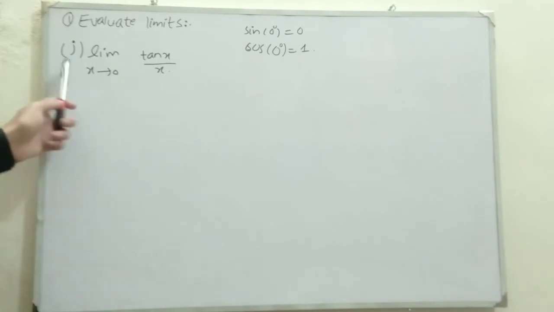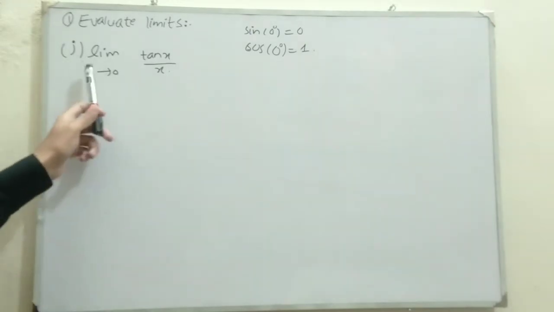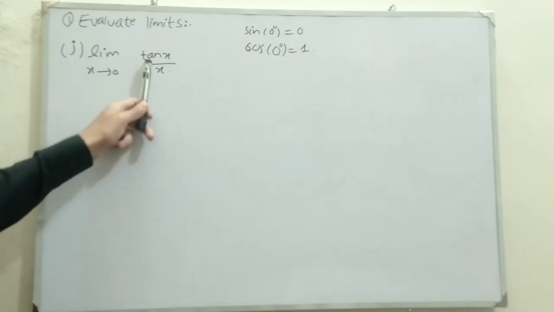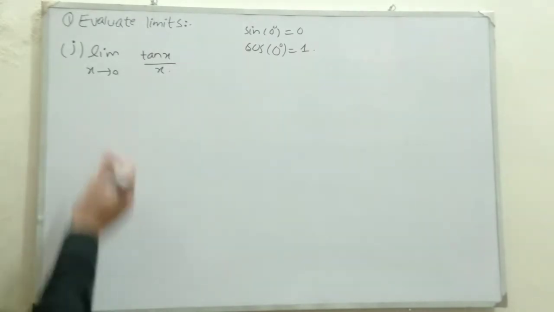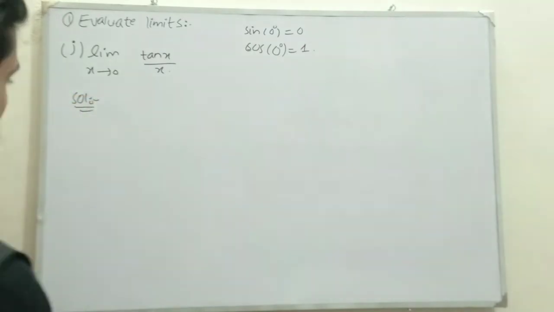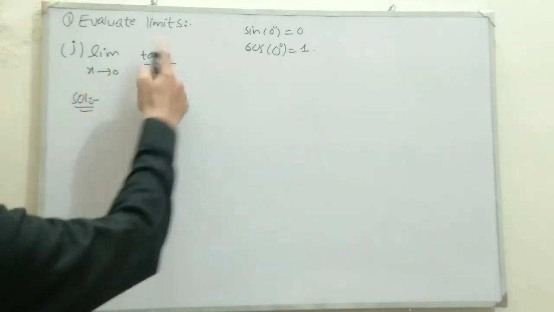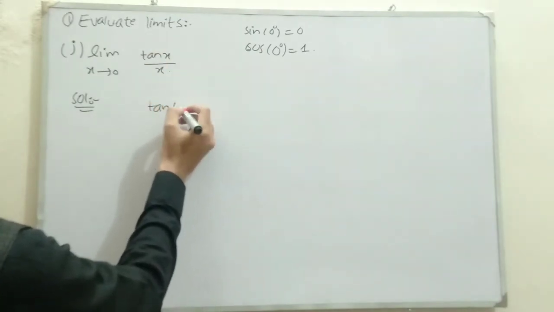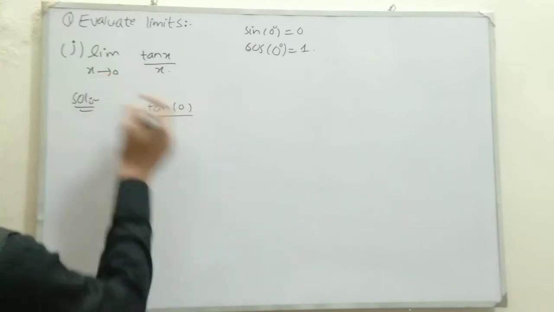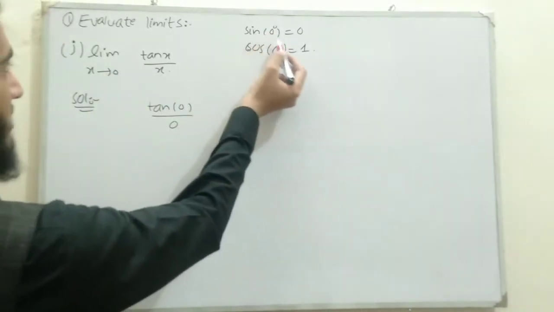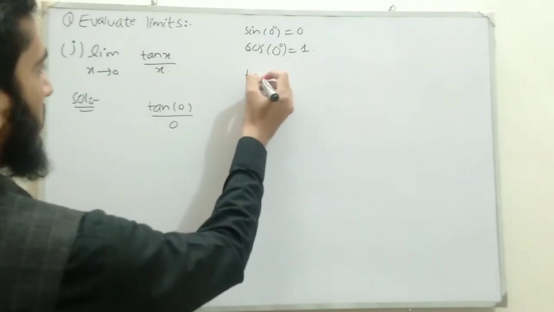Now move to part J of question number 1. It tells us to find the limit as x approaches 0 of tangent x divided by x. So move towards the solution of this problem. Here, limit x approaches 0 means that we will put the value of x as 0 in this fraction. So it becomes tangent of 0 divided by 0. Remember, we already found the values of sin 0 and cos 0.